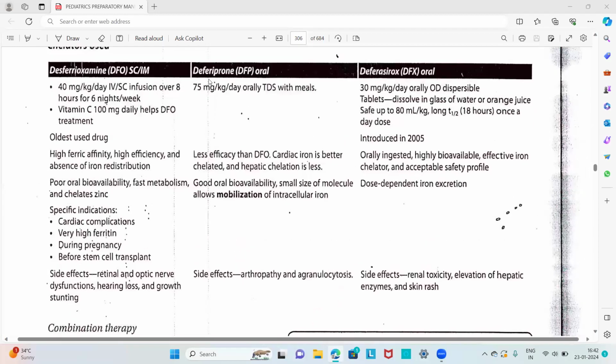Then deferiprone is also used, 75 milligram per kilogram daily, orally, thrice daily with meals. It has less efficacy than desferrioxamine.